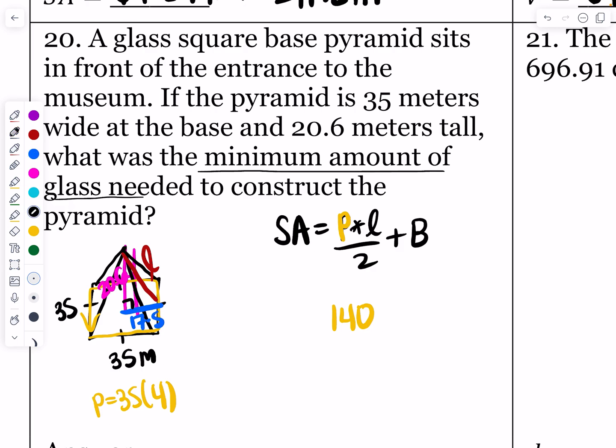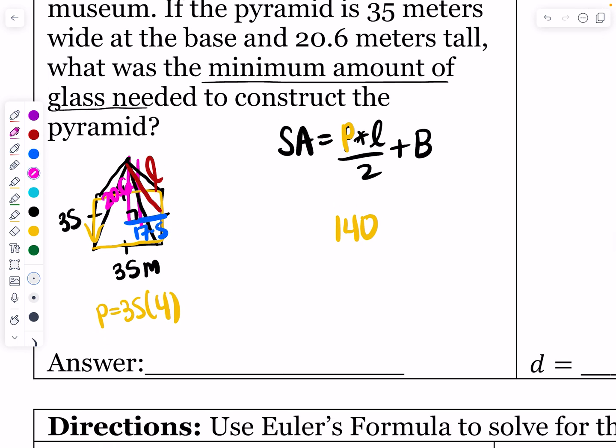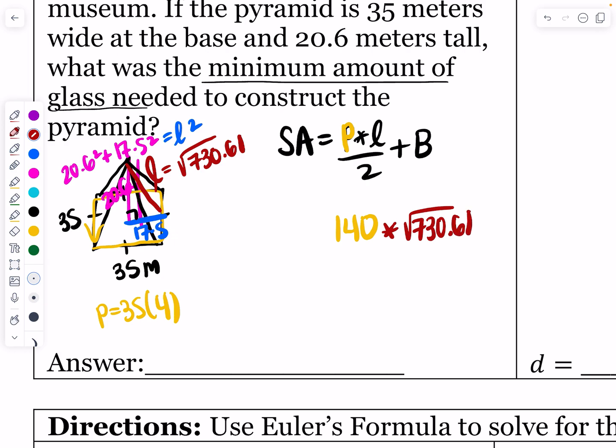And I'm going to use the Pythagorean theorem on this. So I'm going to do 20.6 squared plus 17.5 squared equals L squared. I'm going to type that in, 20.6 squared plus 17.5 squared. That is going to give me L equal to the square root of 730.61. So I'm going to leave that as exact. Square root of 730.61. This is divided by 2 because these are triangular glass walls.